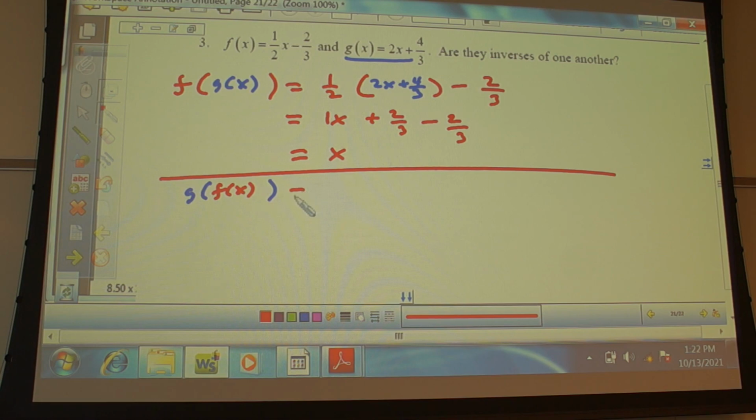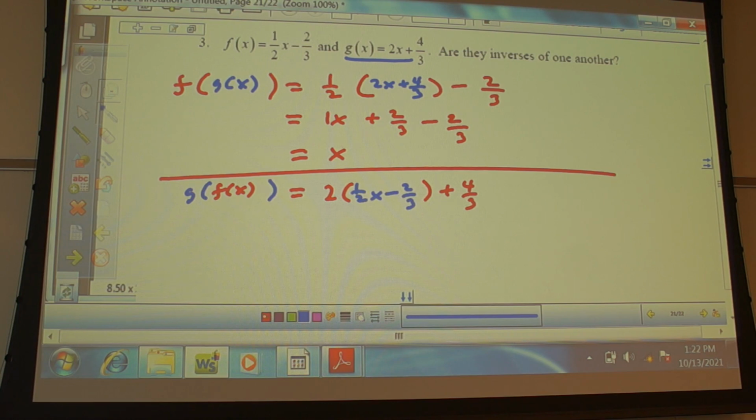So here, we've got g. G is 2, giant parentheses, plus 4/3. What goes inside of there? F goes inside of there. F is 1/2 x minus 2/3.